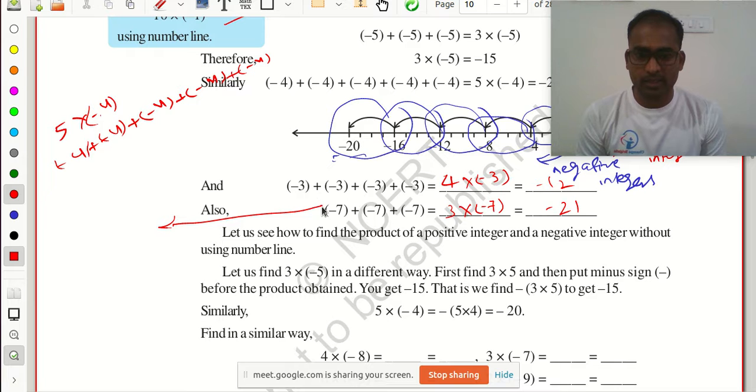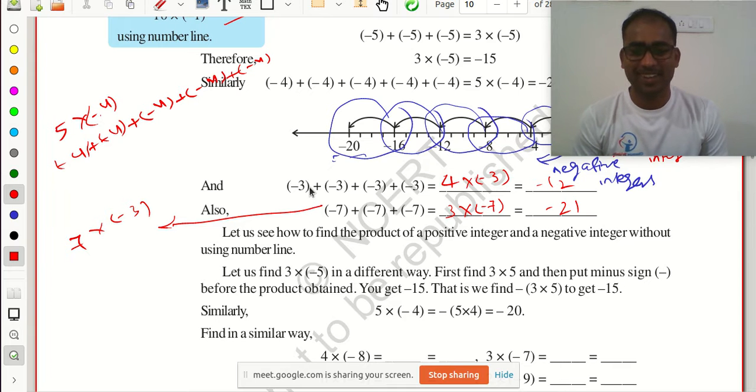Can I write this second one as 7 multiply with minus 3? Can I write? Yes, sir. How, brother? How can I write this one?